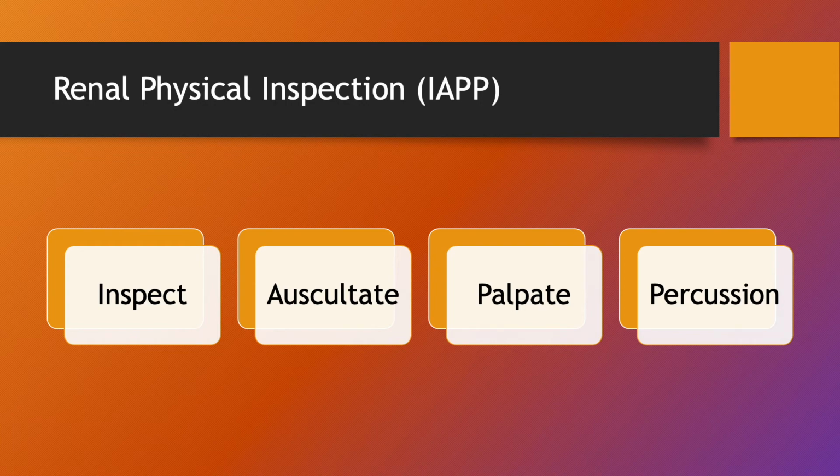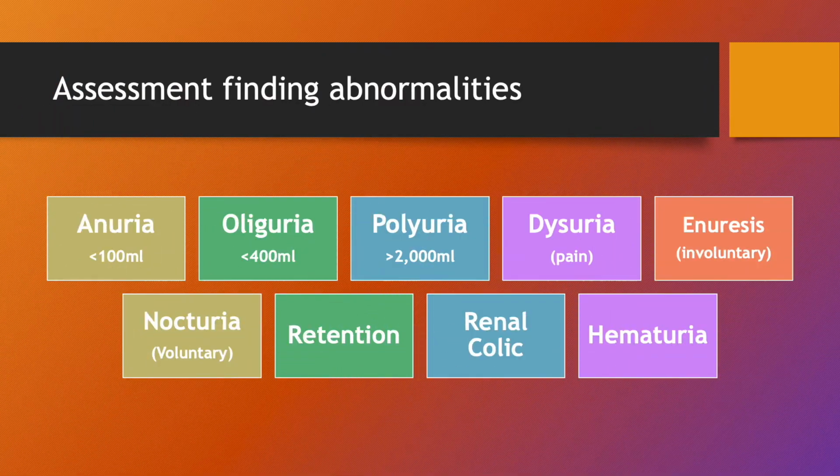So lastly, we get to percussion, and we're percussing to make sure there is a hollow sound, which will indicate no distension or fullness within the bladder we just discussed. Remember, it should not be full. Also, we want to make sure the patient isn't feeling any tenderness or pain when doing any of the percussion. So here are terms that describe abnormalities when assessing, okay?